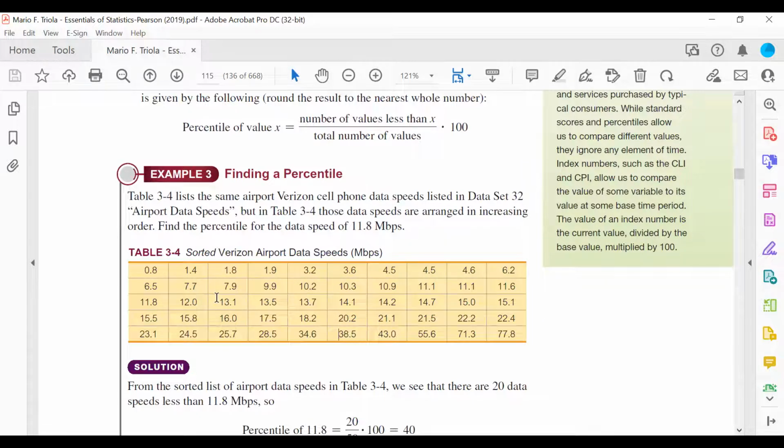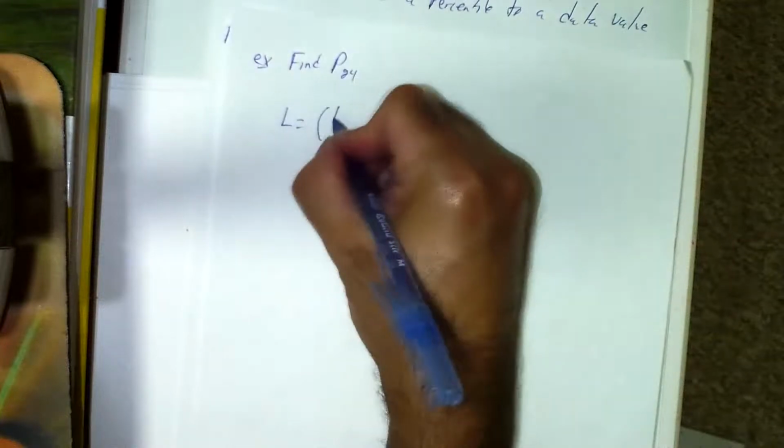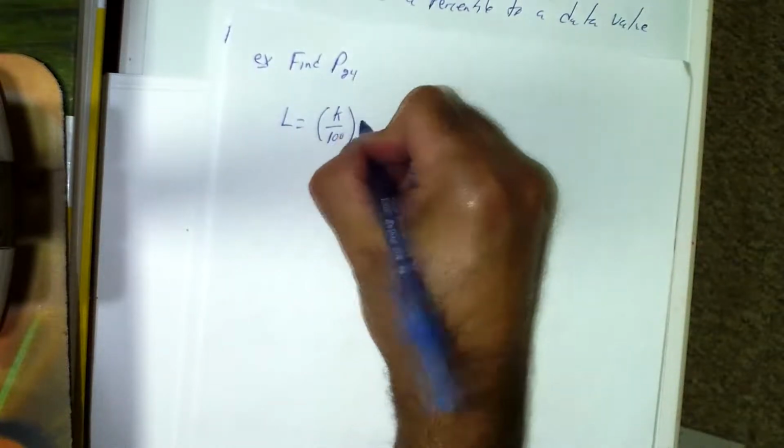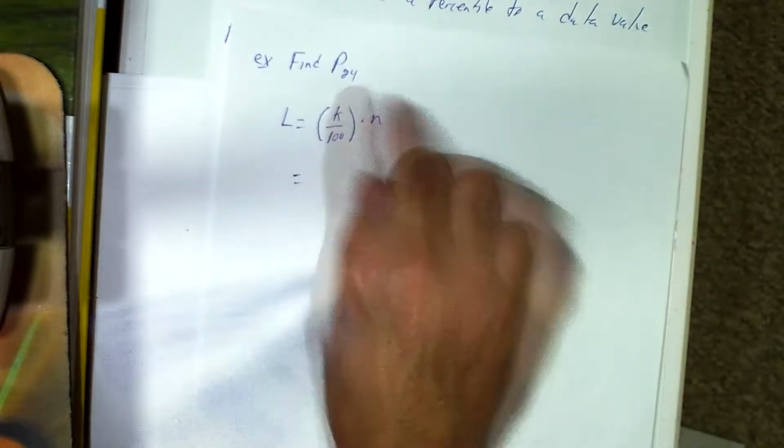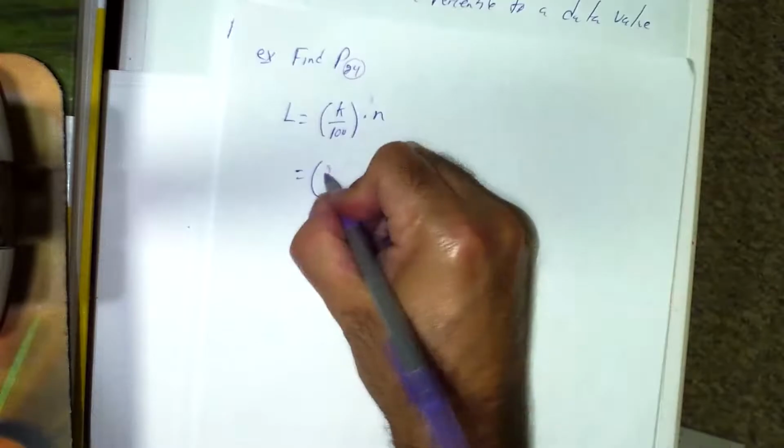All right, so P24. Here's the formula. I already have the data in order. So I'm going to do L equals K over 100 times N. Your K is 24. That's your K number. So you're going to do 24 over 100.